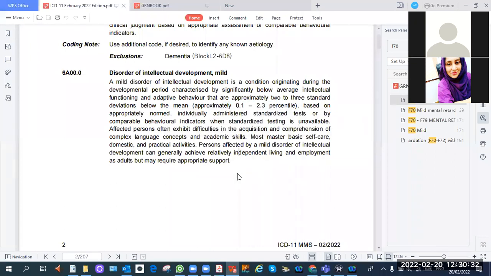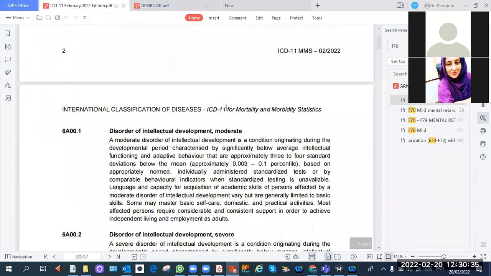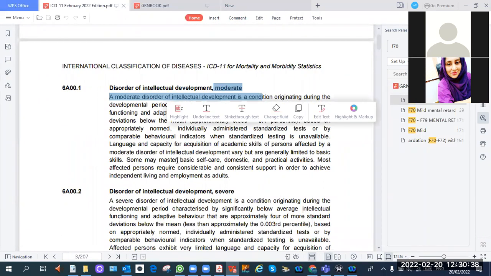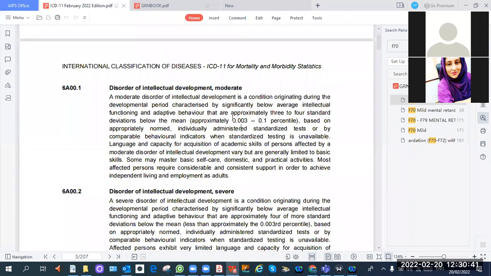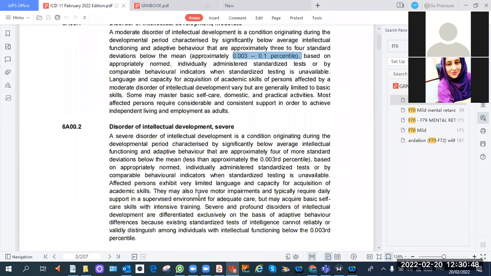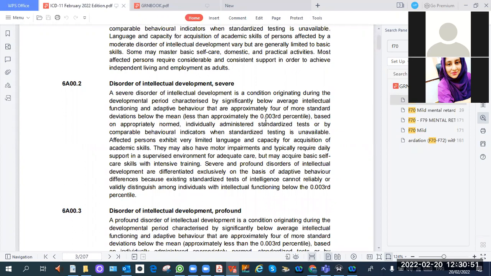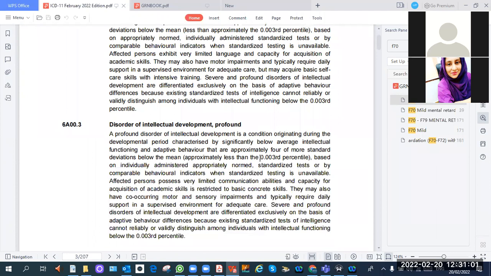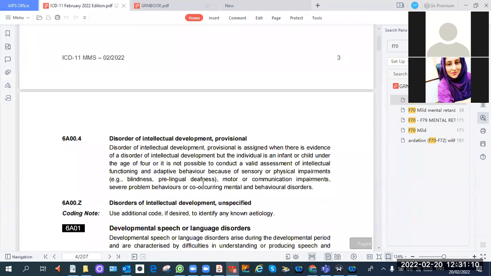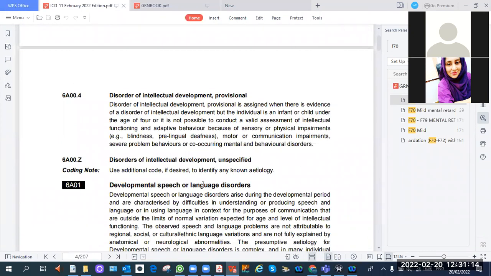So 0.1 to 2.3 will be mild intellectual disability. And then if we look at moderate, 0.003 to 0.1 percentile, so it'll be below that. And then severe will be less than 0.003 normed. And then profound will be again less than that. So it's just going to go further and further down according to the IQ. So it's basically still similar to the IQ. And they're saying that it's provisional, so disorder of intellectual development provisionally assigned.